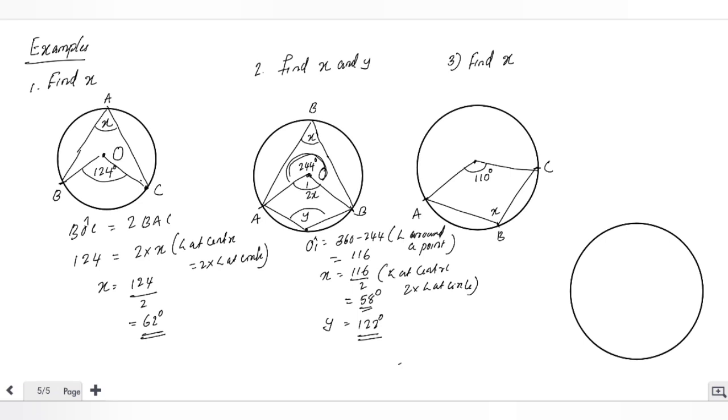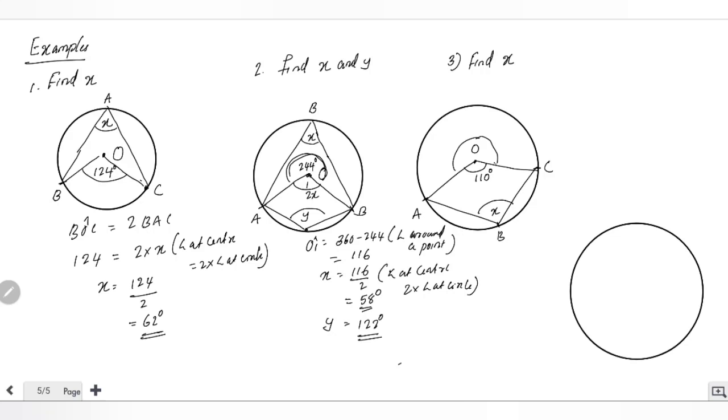Now we move to question number 3. Find the value of x. How do you find the value of x? Because O is the center, isn't it? Oh, I didn't write O here. O is the center of the circle. So you have to find the value of x. So learners, don't divide 110 by 2. That is wrong. This x is related to what? This angle. Do you understand? Angle at the center.